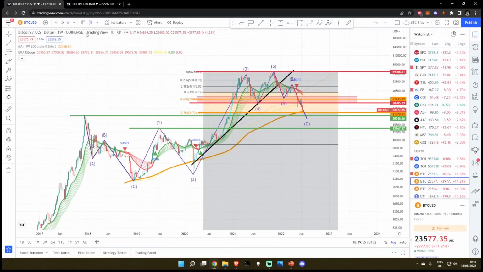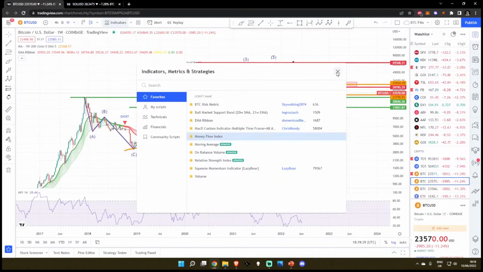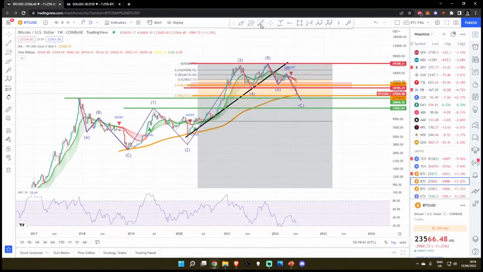Let's try one more, and then we're going to move over into the lower time frame. So let's try the money flow indicator, or the money flow index.